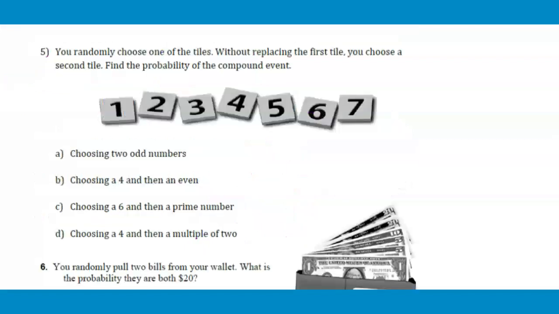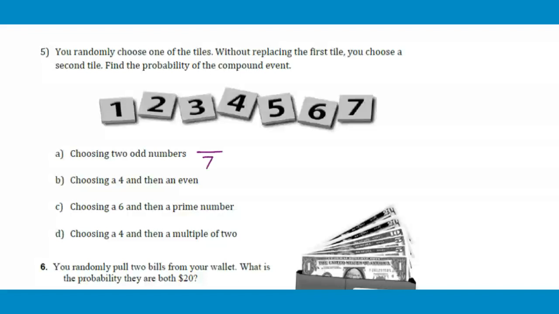All right, number 5, you randomly choose one of the tiles without replacing it. So that means the number of outcomes are going to change. So these are dependent events. So without replacing, you choose a second tile. Find the probability of the compound event. Choosing 2 odd numbers.